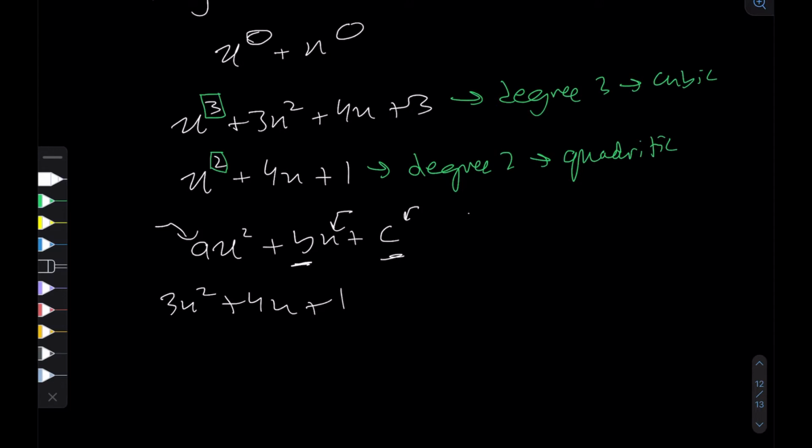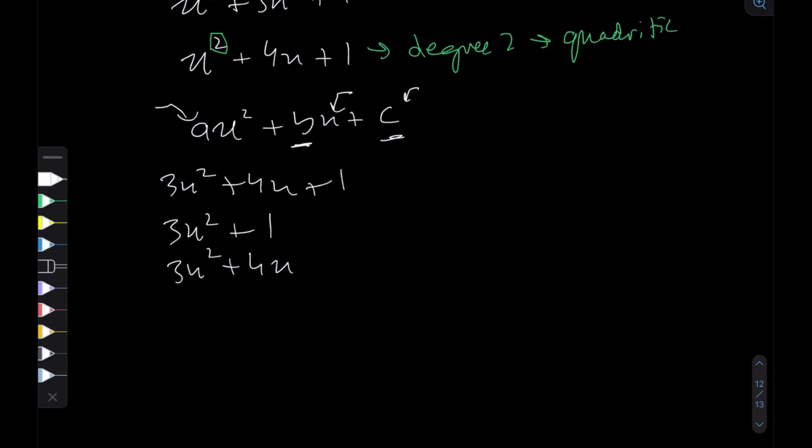Oh, I think I said polynomial. This is a quadratic. So 3x squared plus 4x plus 1 is a quadratic, and 3x squared plus 1 is still a quadratic, and 3x squared plus 4x is still a quadratic. But if I remove the 3x squared from here, let's say 4x plus 1, this is no longer a quadratic, this is a linear, right?